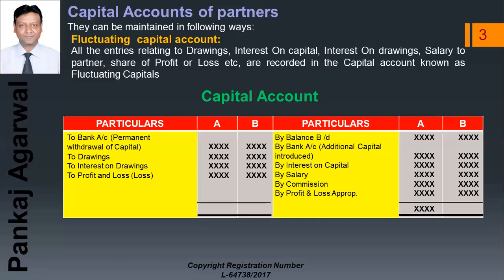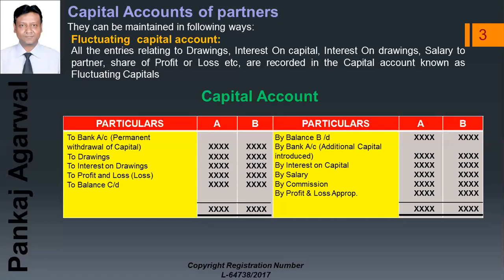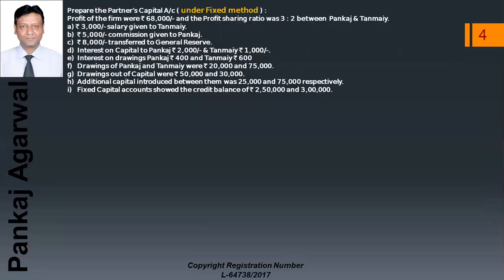Now closing balances will be calculated and will be written on the debit side or credit side, whatever the balances come. So this is the format. Now I'll illustrate this with an example so that you can understand it better. Suppose we have to prepare the capital account under the fixed method. That is when we are going to prepare two accounts, that is capital account and current account.